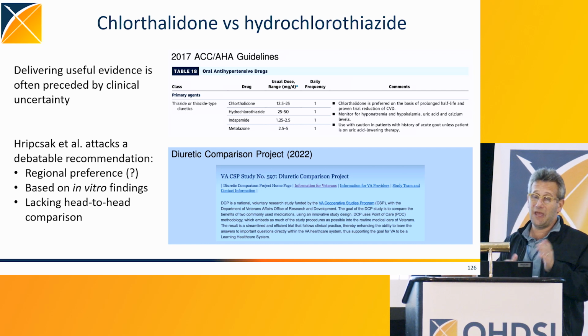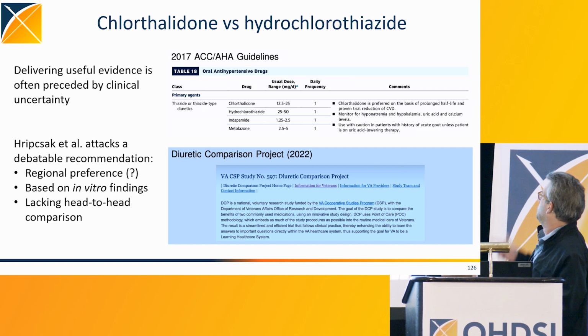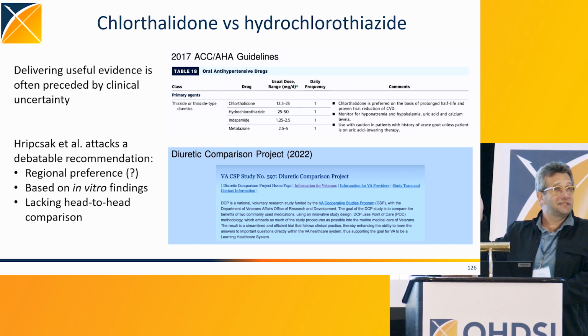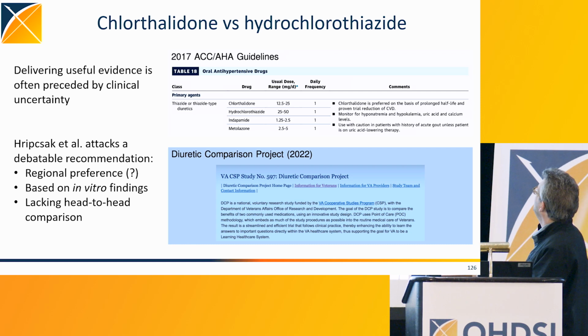And the comment in the guidelines is chlorthalidone's preferred because of something about its kinetics, it has a longer half-life in people, and what they wrote as proven trial reduction for cardiovascular disease.